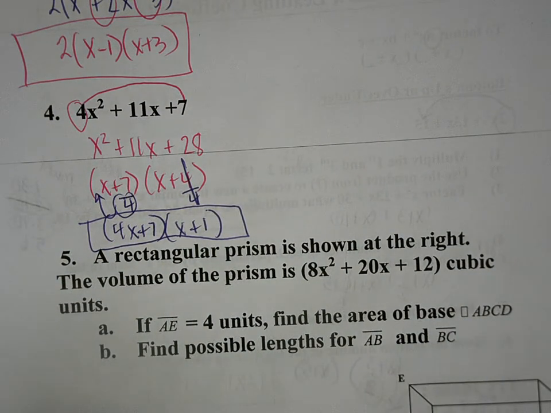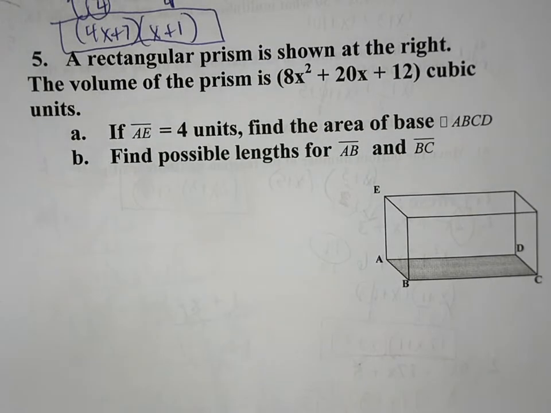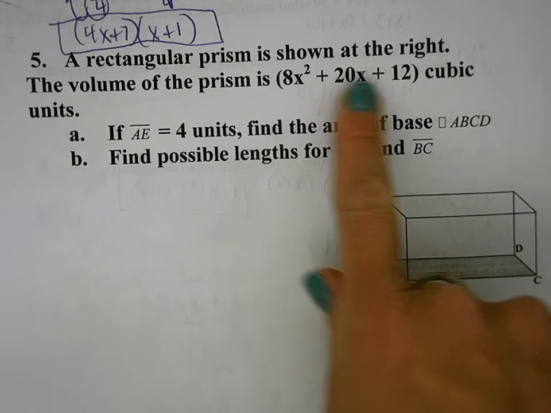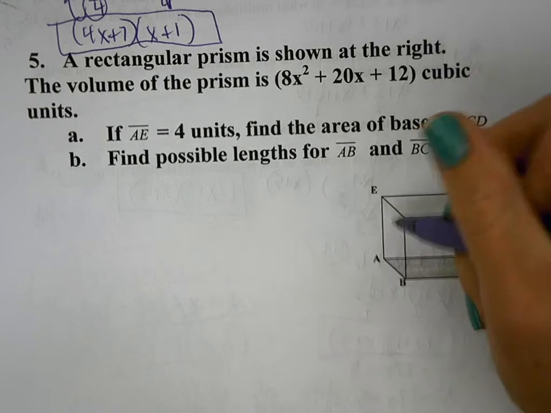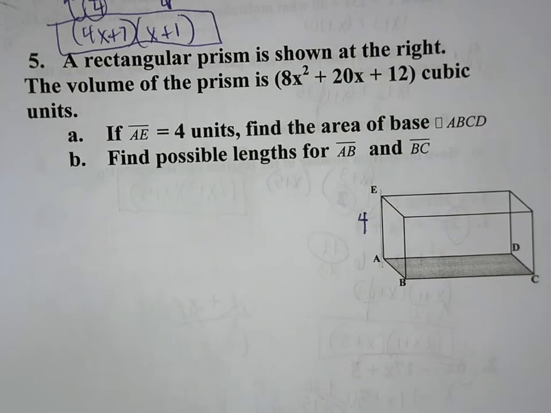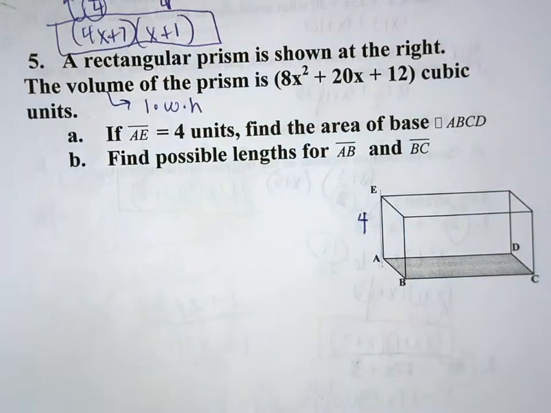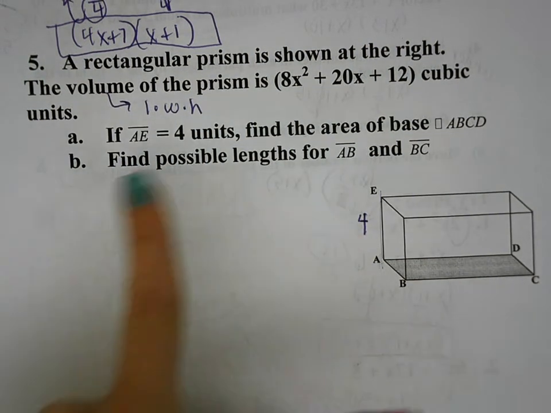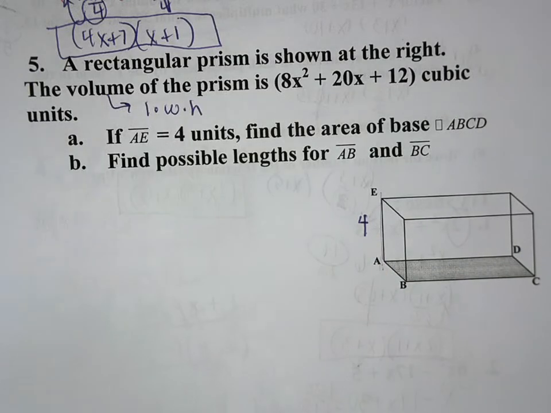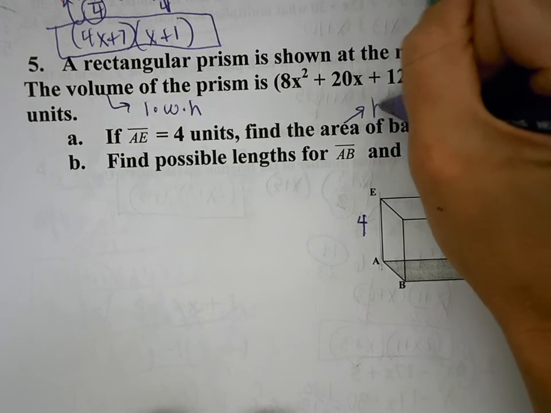All right, number 5. We had a problem like this yesterday. Okay, so you have this rectangular prism. The volume is this equation. They're telling you if this side right here, AE, is 4, find the area. How do you find the volume of something? Length times width times height. So they're multiplying 3 things together to get the volume. They're saying if you divide this 4 out of here, you'll get what 2 things we're multiplying together, which is area. Because area is just your base times height.